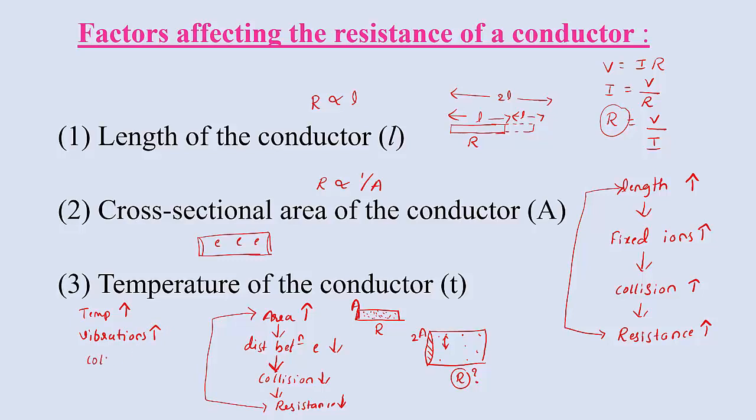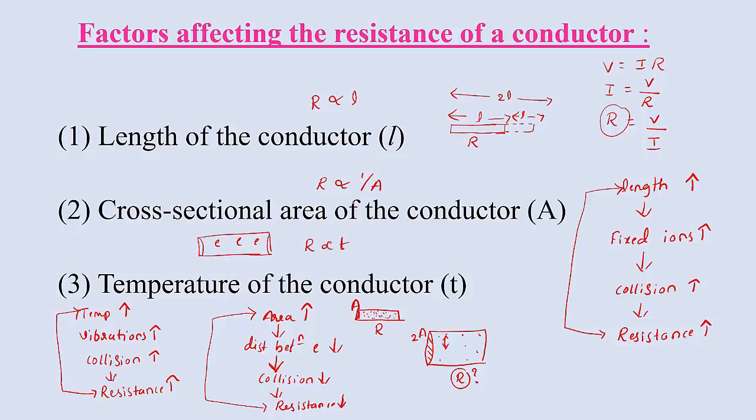When vibration increases, collision between the free electrons and the fixed ions also increases. When collision increases, opposition also increases. That means resistance increases. So what is the relation between temperature and resistance? Both are directly proportional. As temperature increases, resistance also increases.